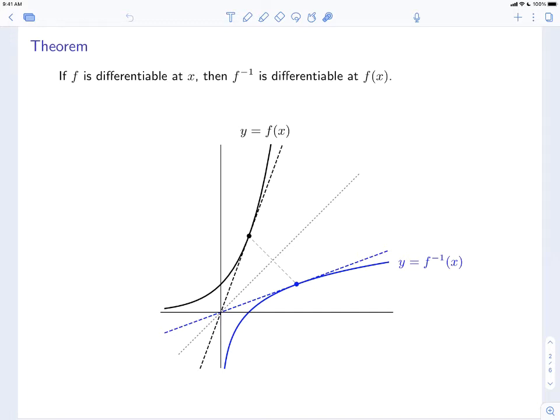If we know that there is a derivative at a certain point, let's say that this point has coordinates x comma y, so if there's a tangent line to the curve y equals f at x at the point x comma y, that means that f is differentiable at x. And of course, the slope of this line is f prime of x. But the graph of f inverse is the same as the graph of f, just reflected through the line where y is equal to x.